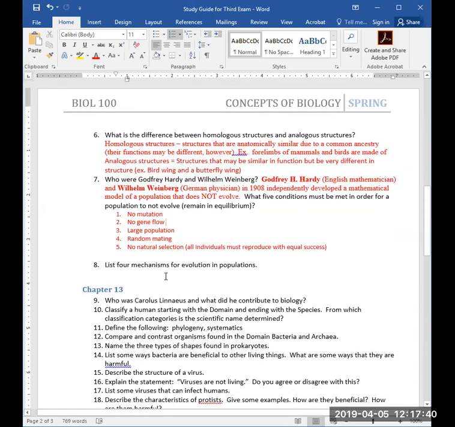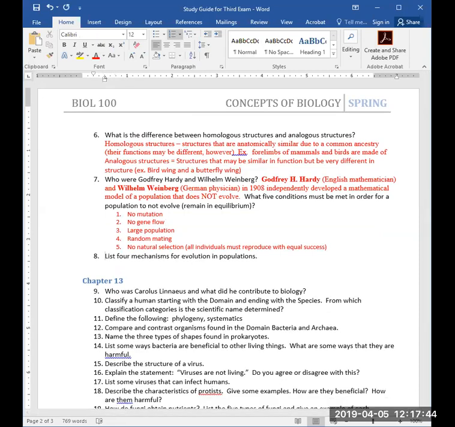So lastly, some mechanisms for evolution in populations. We're talking about very similar things. So what are they? 4 mechanisms for evolution. Okay, let me see. I wonder if I have that list. All right, oh, here it is. Mechanisms for evolution. And I'm just going to list them here.